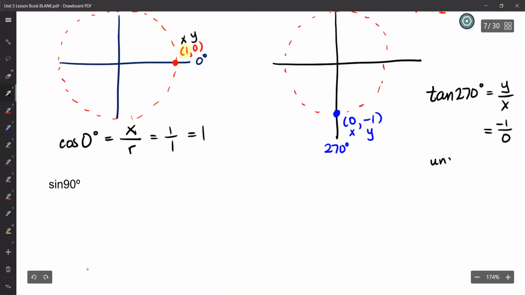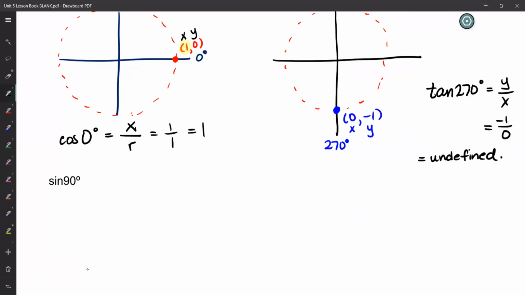Not 0, it's undefined. So if you type in tan of 270 into your calculator, you might get something like undefined or a math error or something like that. So tan of 270 at this location is actually undefined. That's possible for that to happen with a trig ratio. Well, this is an x coordinate and a y coordinate. So I'm just showing you what x and y are equal to here.